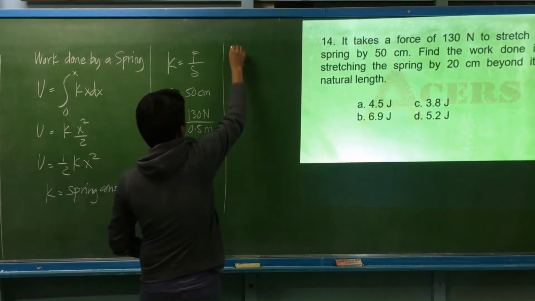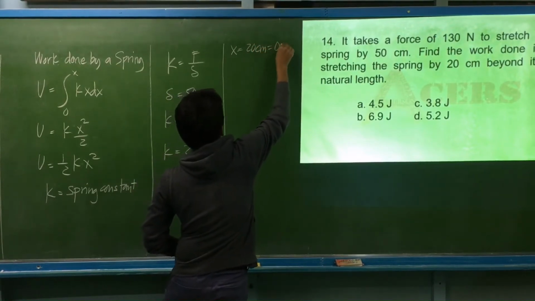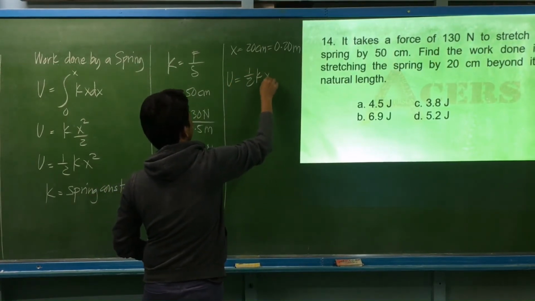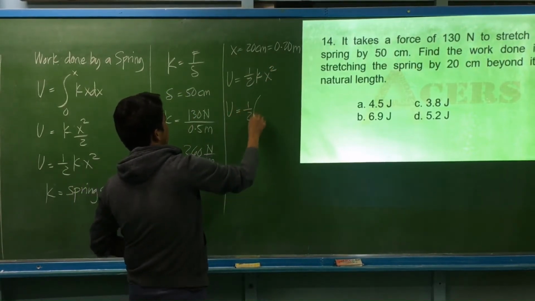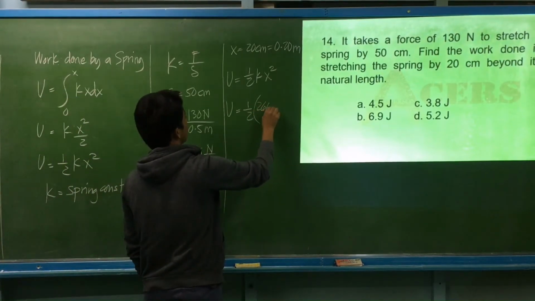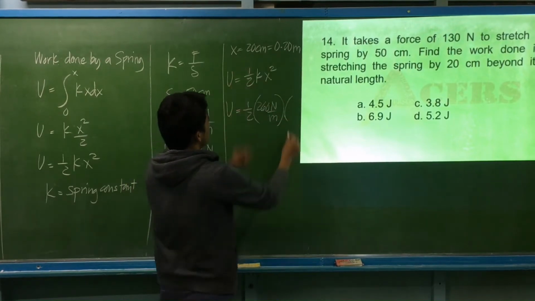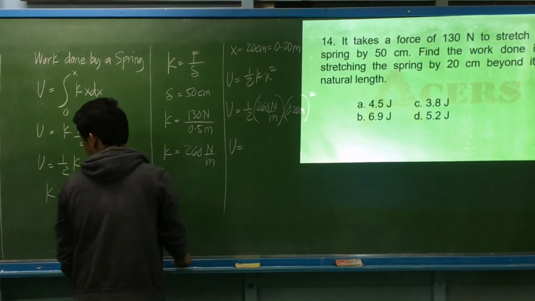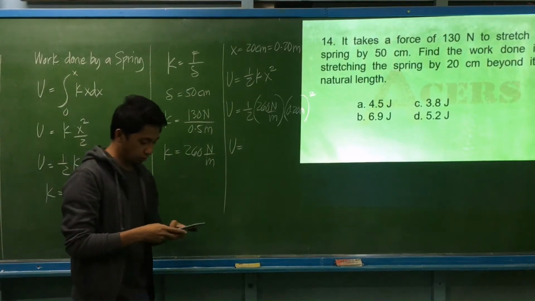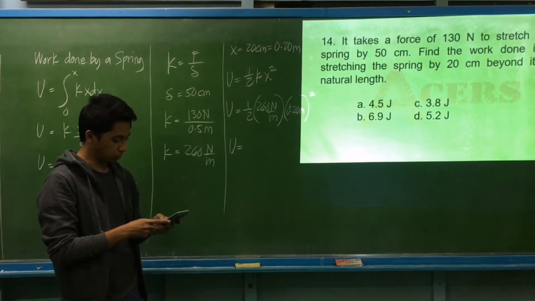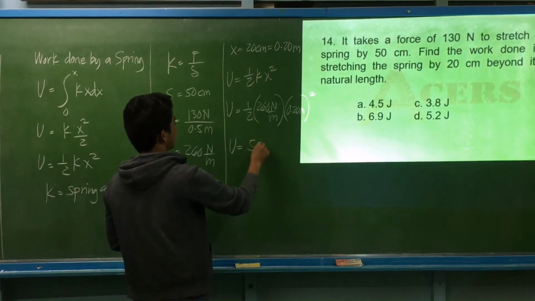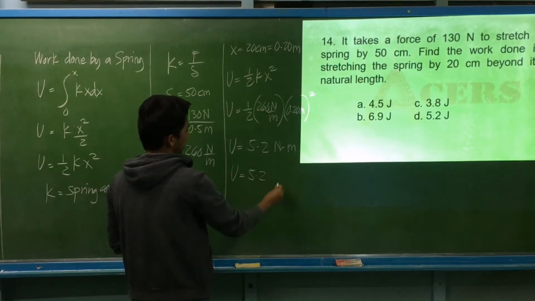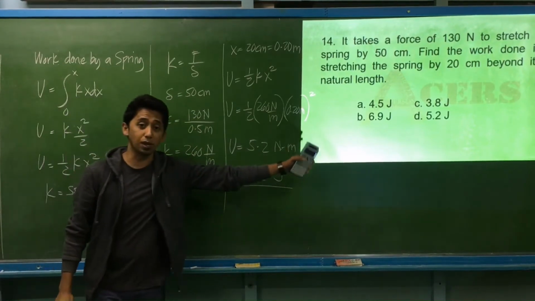For the work done, we have a value of x equal to 20 centimeters or 0.20 meter. The work is equal to 1/2 the spring constant times x squared. The work is equal to 1/2 times our spring constant, 260 newton per meter, times the value of x, 0.20 meter, quantity squared. So let us compute for the work done by the spring. This is 0.5 times 260 times 0.2 squared. We have a work of 5.2. If we do unit analysis, this is newton meter, which is the same as joules. So 5.2 joules, we have letter D.